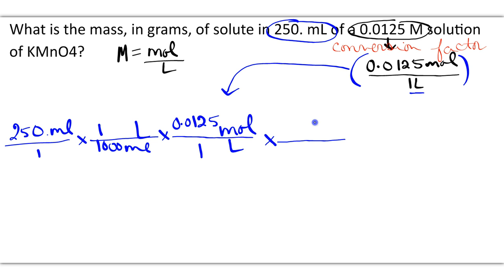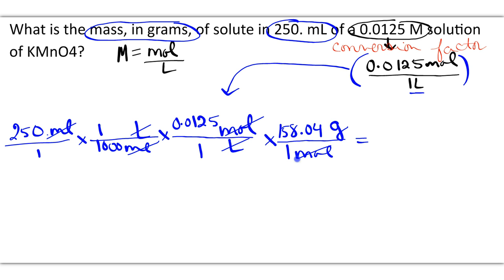I'm going to continue because they asked me to find my mass in grams. So though I have gotten to moles, I'm going to take it one more step and go from moles to grams. And the grams of potassium permanganate are 158.04. So my milliliters cancel, my liters cancel, my moles cancel, and I'm left with grams. The final answer to this is 0.494 grams of potassium permanganate.